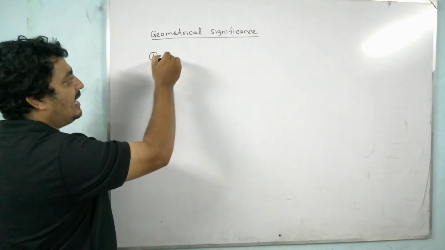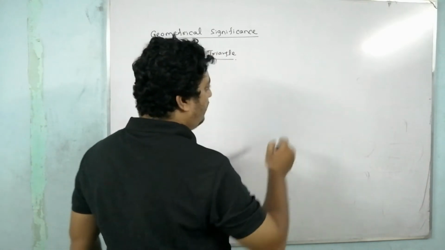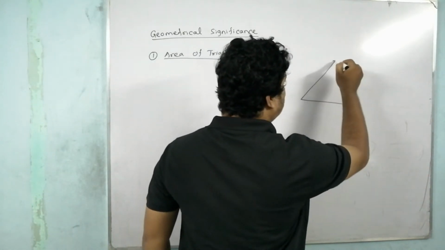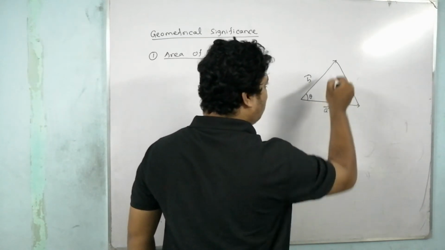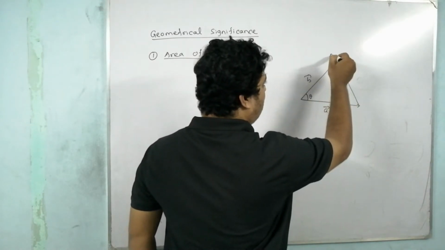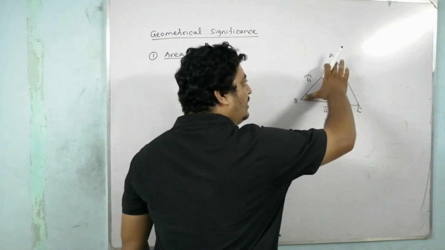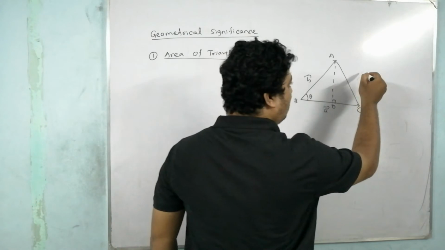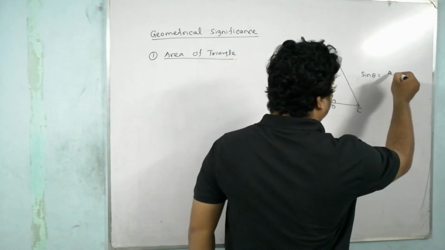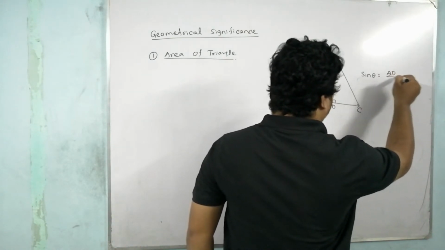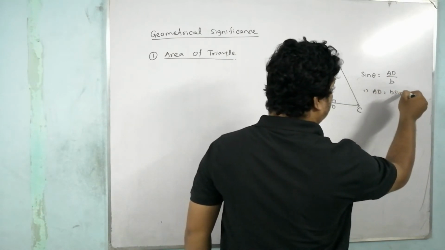So, first, area of triangle. Now, consider a triangle whose sides are A and B. Now, the angle between them is theta. Now, draw a perpendicular. Let this be the triangle ABC, and the foot of perpendicular is D. Now, this side has a length B, so we can write sine theta equal to AD divided by AB, that is equal to B. So, AD equal to B sine theta.